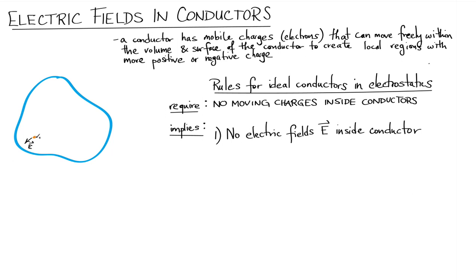If there was an electric field here, then the electron would experience a force. Since the electron is negatively charged, it will experience a force that way, which will cause it to accelerate and move in that direction. That goes against the original requirement that there are no moving charges inside the conductor. So we know this condition has to be false, and the only way to have that is to have no fields inside. If there were fields inside the conductor, there would be moving charges.